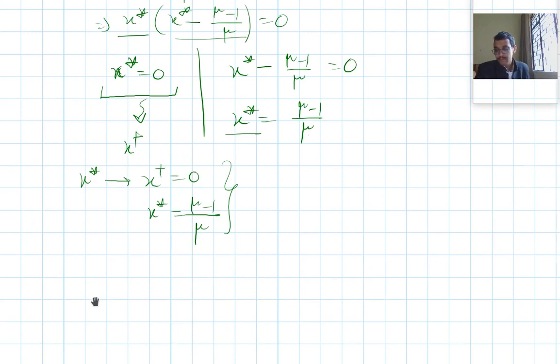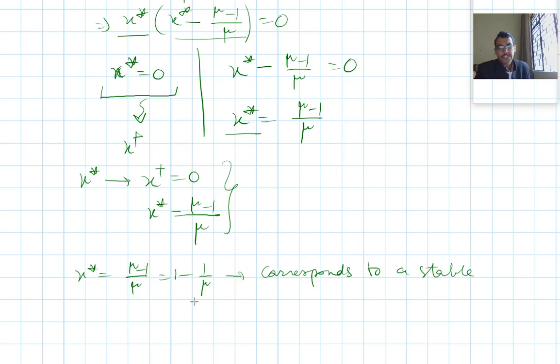So here the value x* = (mu - 1)/mu, or 1 - 1/mu, corresponds to a stable population with an equilibrium between birth and death.